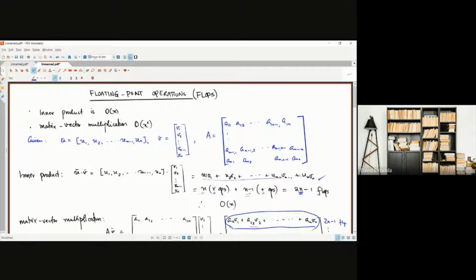Okay, so if n is very large, this expression behaves like n. That's why we say inner product is of order n.